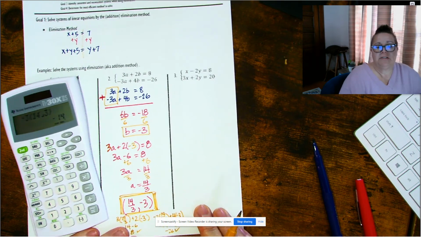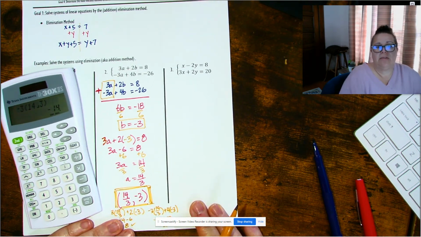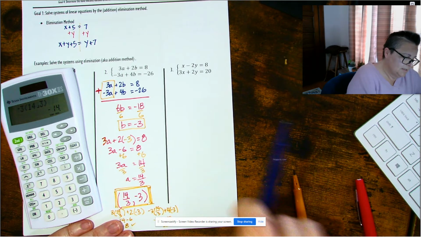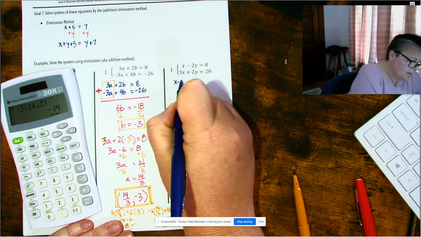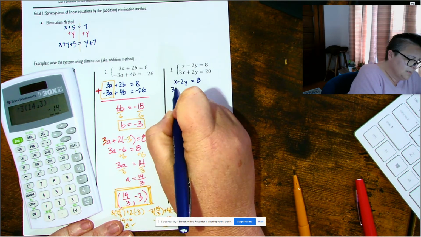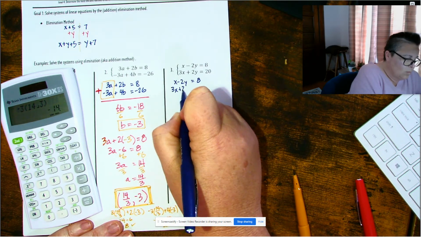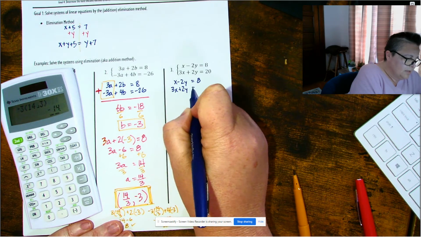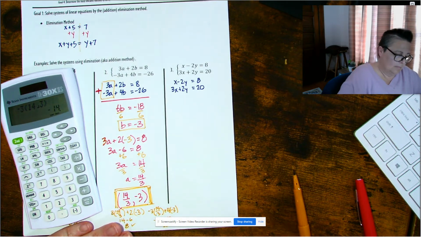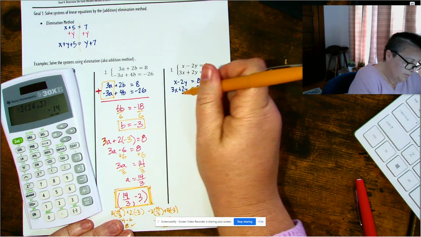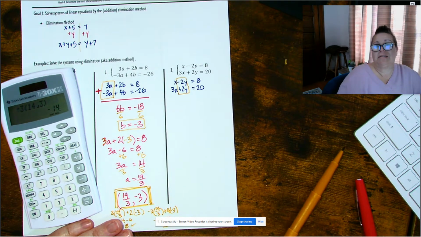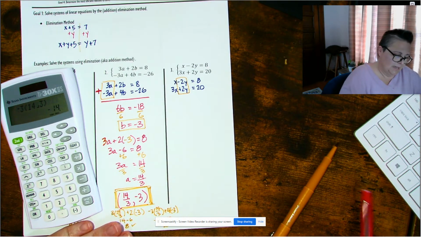Third system of equations. I have x plus 2y is equal to 8, and 3x plus 2y is equal to 20. Did I say plus? This is x minus 2y is equal to 8. Notice that the 3x lines up with the x. The y's line up. The equal sign is in a line, and then I have the 20. I also have opposites here with a positive 2y and a minus 2y. That makes this a perfect candidate for elimination.